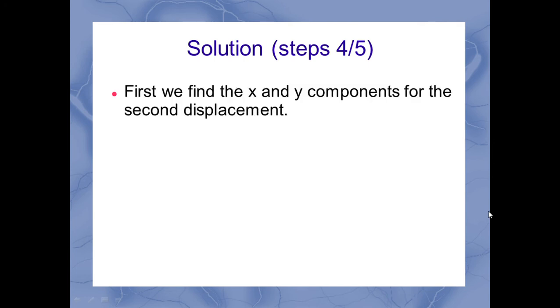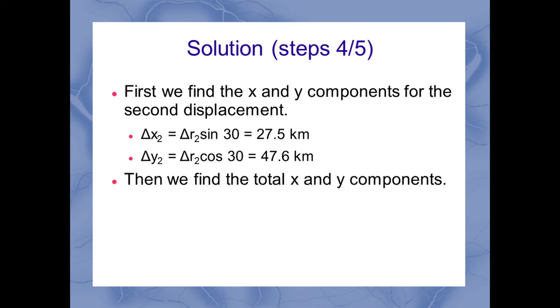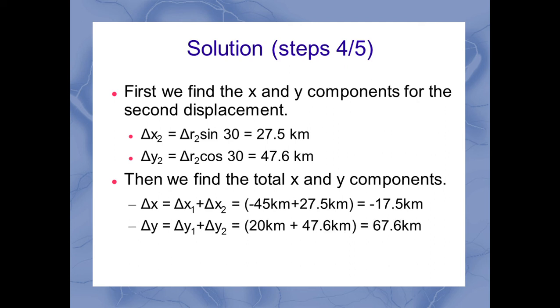All right, so we need to find the x and y components of that second displacement. In this case, because the triangle is a little bit switched, we have the x direction being sine, the y direction being cosine. So now we have those components. Once we have those components, we then add them to our original components. So our x components were 45 kilometers to the west. Now we have 27.5 kilometers east. So that means an overall horizontal displacement of 17.5 kilometers to the west.